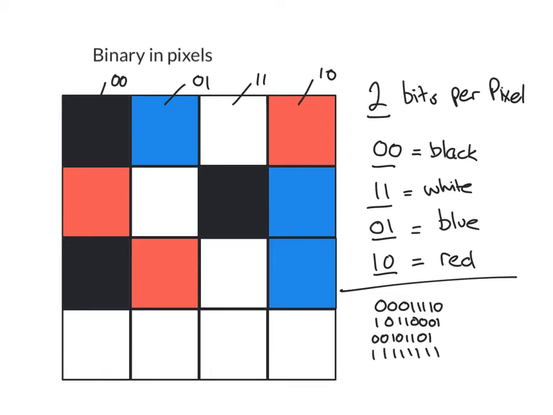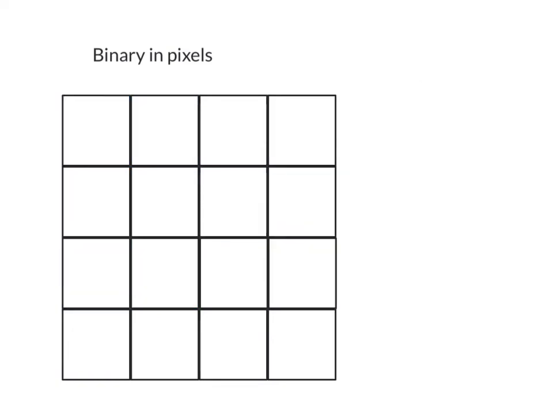Note how the bottom line is all ones because it is all white pixels. So it's 4 1s. And one more example of this is if we use 3 bits. This time we would use all combinations of 3 ones and zeros.